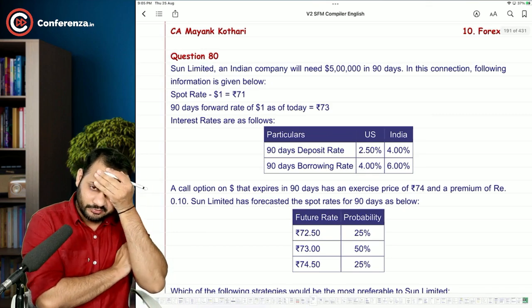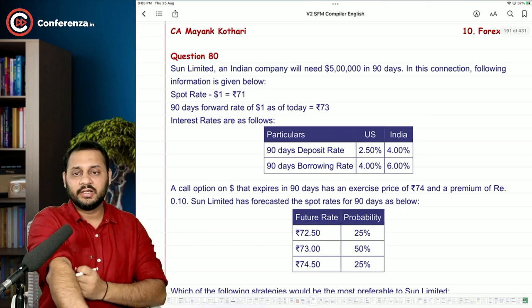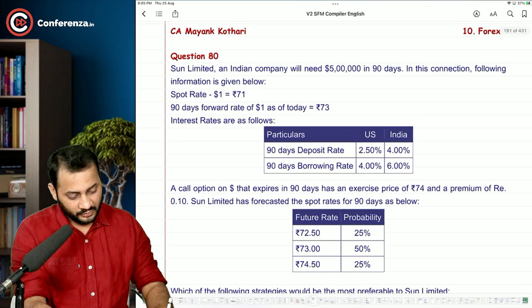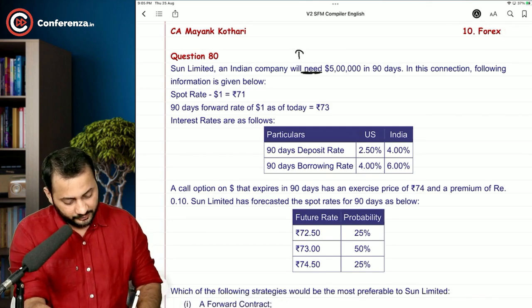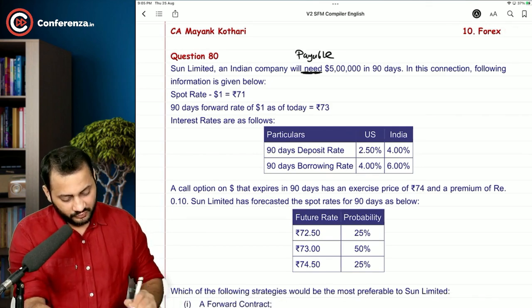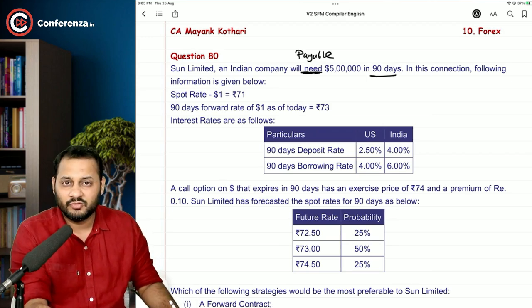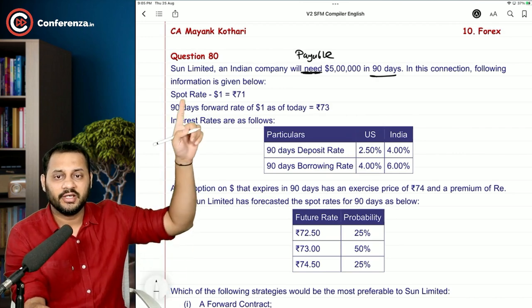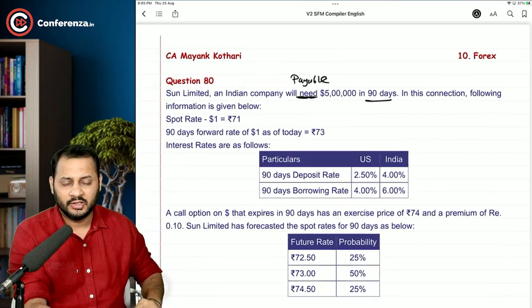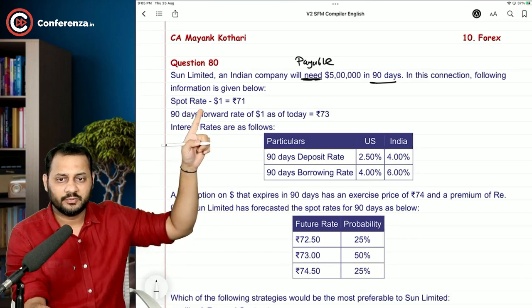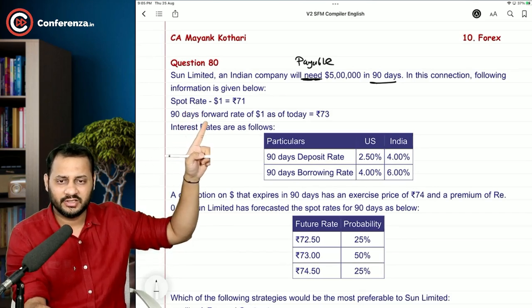Let's have a look at question number 80. Sun Limited is an Indian company. It will need, that means payable, $5 lakh in 90 days. We have a foreign currency payable. In this connection, the following information is given to you: spot rate in rupees per dollar, and the 90 days forward rate is 73.